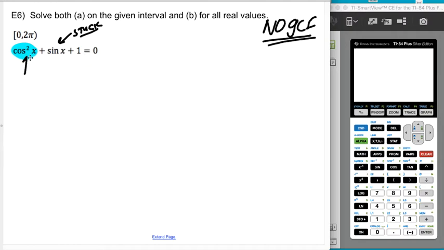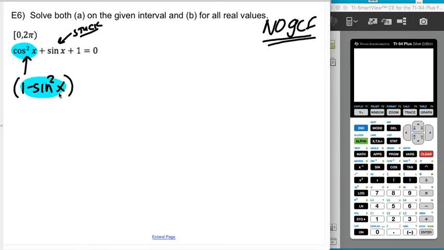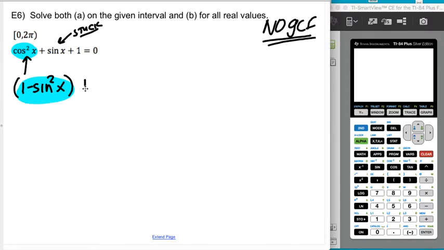But I can use a Pythagorean identity that says that this is 1 minus sine squared of x. Right? So there is a Pythagorean identity that says that cosine squared can be replaced with 1 minus sine squared. And now what I should end up with is either a secret quadratic trinomial or something that I can just factor with a GCF.